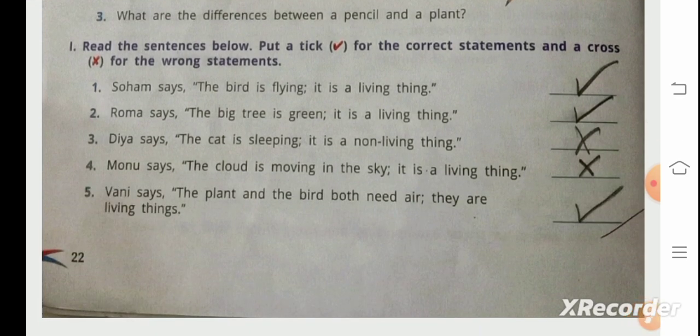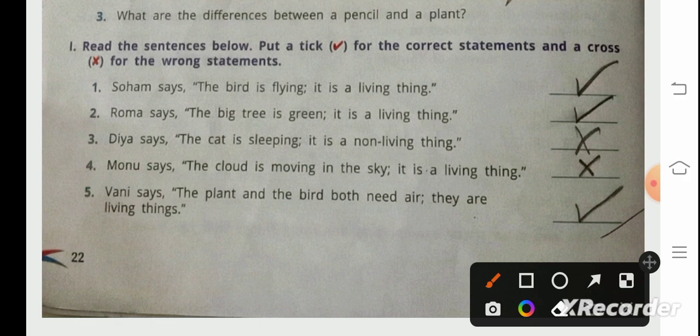Read the sentences below. Tick the correct ones and cross the wrong sentences. So Hum says the bird is flying, it is a living thing. It's true. Roma says the big tree is green, it is a living thing. Yes, it's true. Dia says the cat is sleeping, it is a non-living thing. Sorry, the cat is actually a living thing, okay? But the sentence is wrong. So for this question we make a cross. Mono says the cloud is moving in the sky, it is a living thing. Cross. It's a wrong sentence.